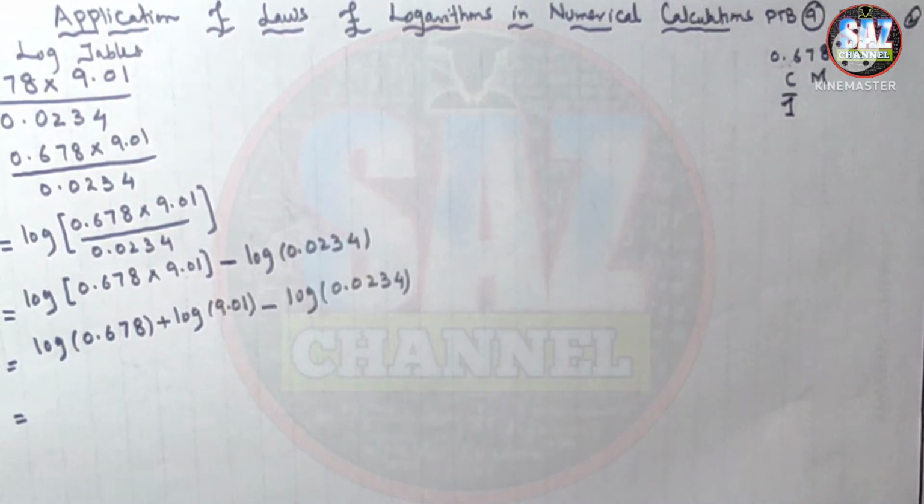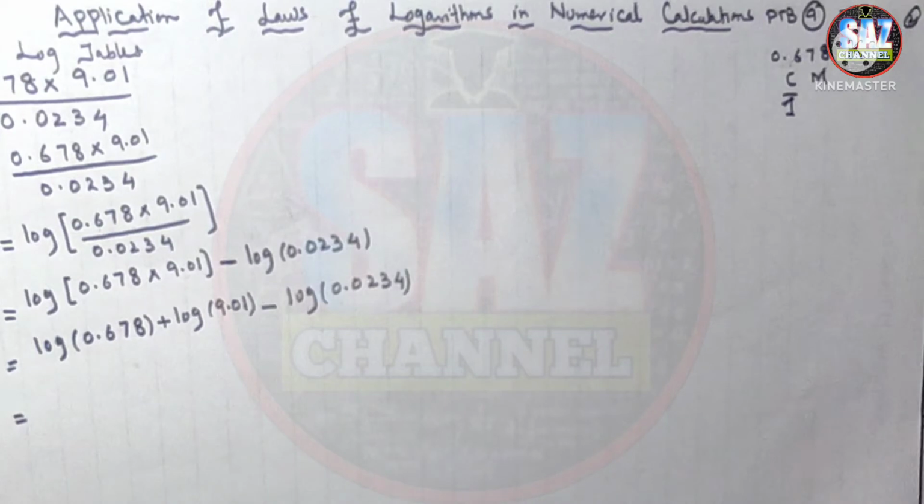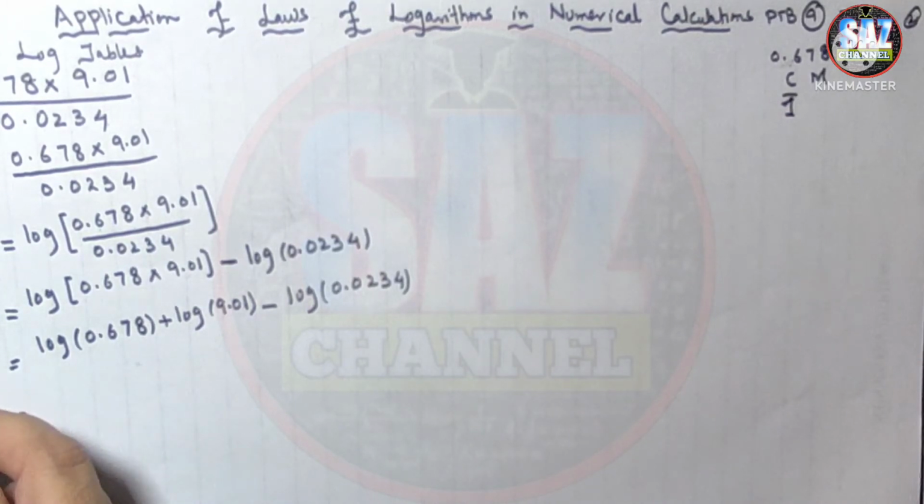Characteristic is -1, and for the mantissa I have to make four significant figures, 6, 7, 8 and 0, and then locate 67 in the column of 8. Let me keep my book under the camera. These lessons will take a little more time, but I want to discuss them in detail so that my students practicing this topic at home during summer break can easily understand it.